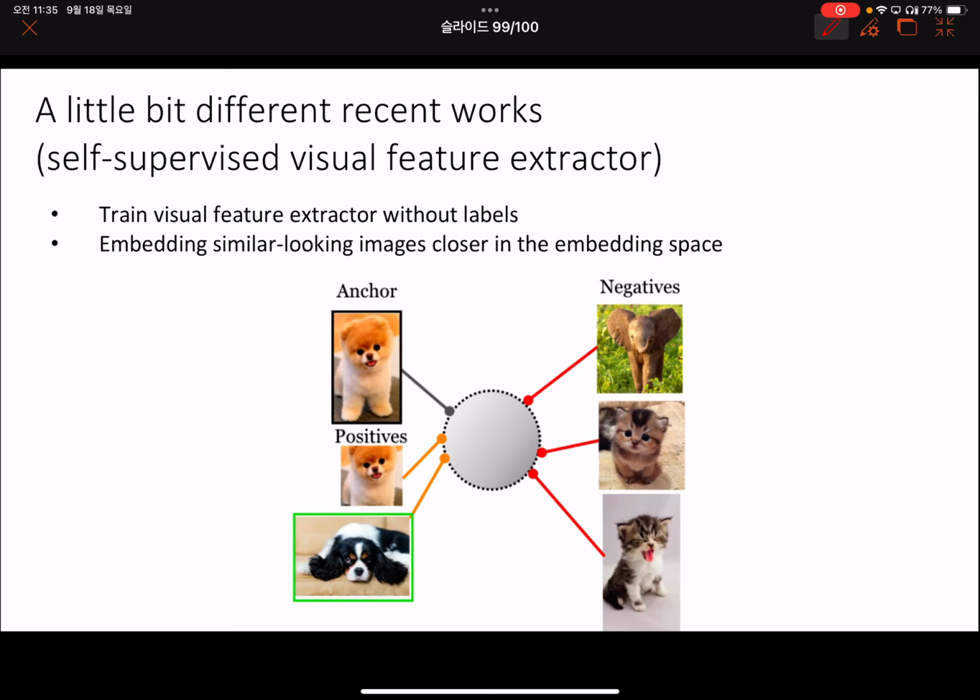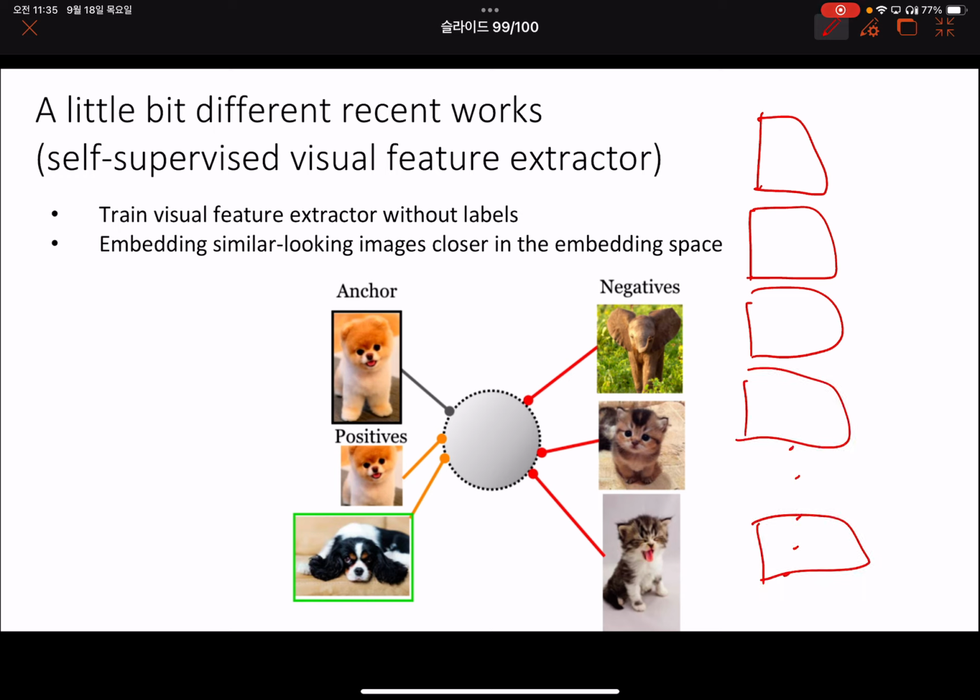And more recent works actually do something a little bit different. It is not about matching, but they try to find semantically good features. So these days, people try to use many unlabeled images. Getting labels for all images is too expensive and too time consuming. But there are many unlabeled images without any labels. How can we use them? There are many images on the web, right?